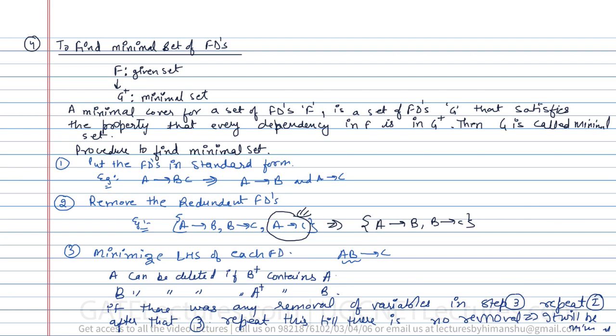Okay, so assuming that we have the functional dependencies A determines B, B determines C, and A determines C. In this set, first of all you have to remove A determines C because it is redundant. There's no point of writing this. So the minimal set will contain A determines B and B determines C.